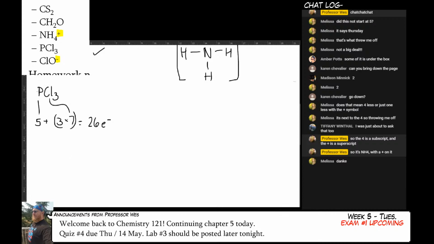The central atom is the one that's listed first, so we'll do that. Connect, connect, connect. I made 3 connections, so that's 3 bonds times 2 electrons per bond is 6 electrons. 26 minus 6 is 20.